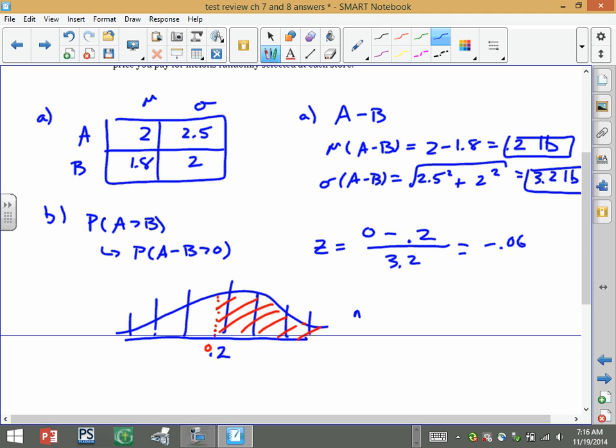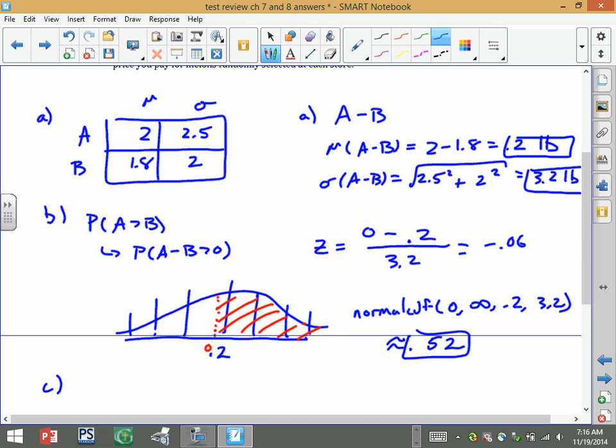So if you did your normal CDF, lower bound is 0, upper bound is infinity, we're centered at 0.2, the standard deviation of 3.2, we should get a probability that it's about 0.52. So there's a 52% chance that we get that heavier watermelon at the second store.